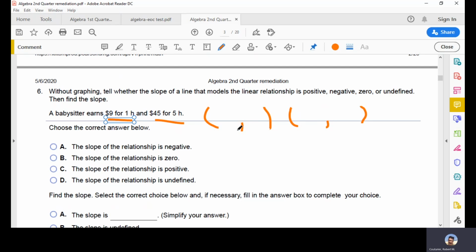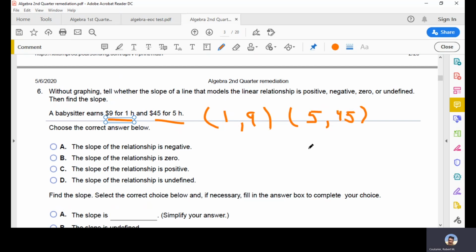What is our x value? What is the independent variable? What does the price depend upon? Well, you can't set a price without knowing what? How much are you going to make? Depends on how many hours you work. Okay, so that means our independent variable is going to be the hours, 1. Well, if you work 1 hour, then you make $9. If you work 5 hours, then you make $45.